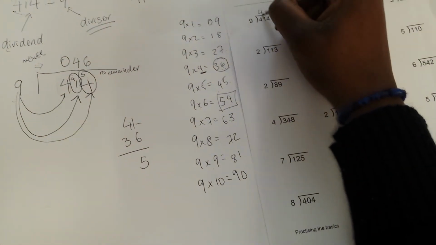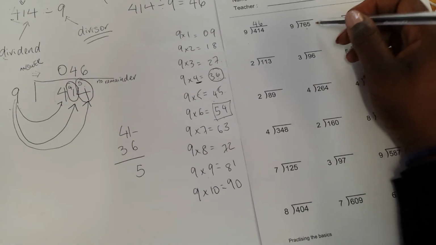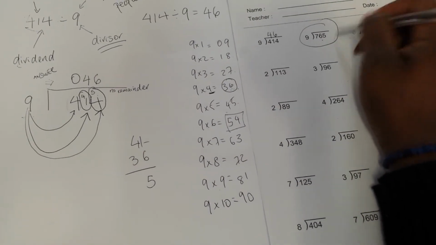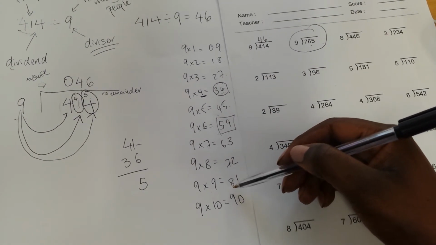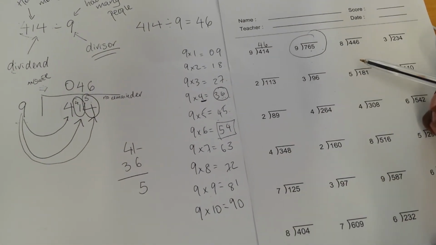Okay, so that's question 1. So the answer was 46. Why don't you try question 2 by yourself? You should already have the 9 times table here from this tutorial, so you can try question 2 by yourself.